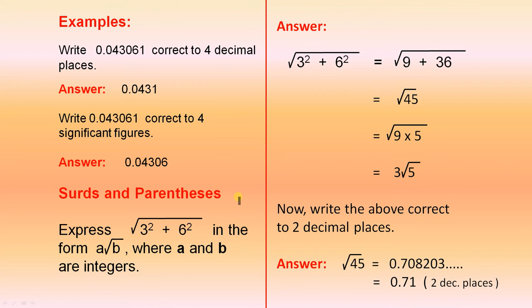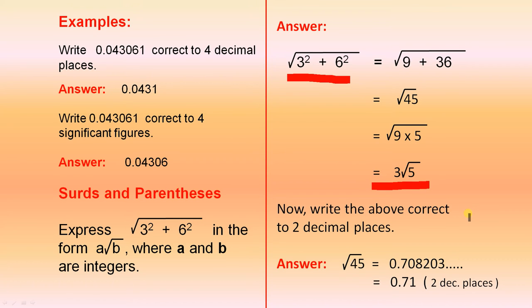Surds and parentheses. Express the square root of 3 squared plus 6 squared in the form a the square root of b, where a and b are integers. So here is the initial sum. 3 squared is 9, 6 squared is 36, 9 plus 36 is 45. Now 45 is 9 times 5. The square root of 9 is 3, so that's the 3 the square root of 5. That's in the form of a the square root of b, where the 3 and the 5 are integers.